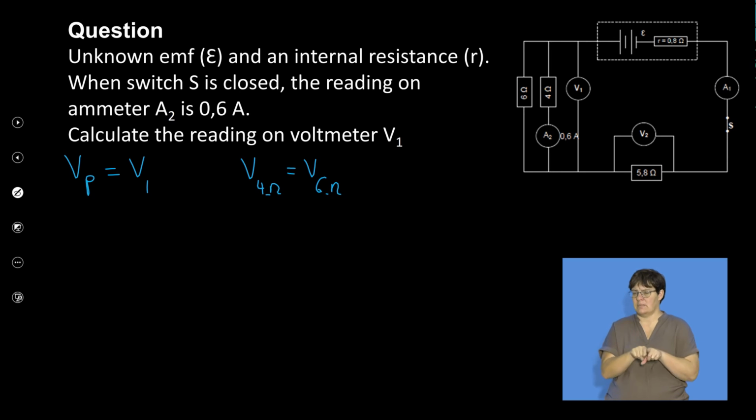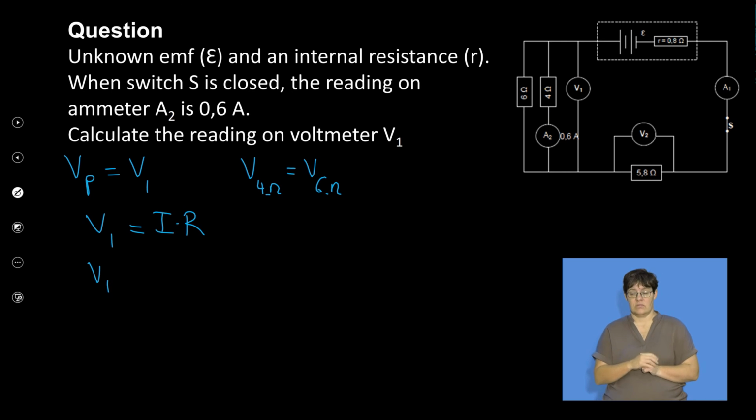So we want to calculate V1. We are going to apply Ohm's law to determine V1. So V1 is equal to current multiplied by resistance. Which current are we talking about? The current passing through A2, which is 0.6 amperes. The resistance of that resistor through which the 0.6 amperes passes is 4 ohms.